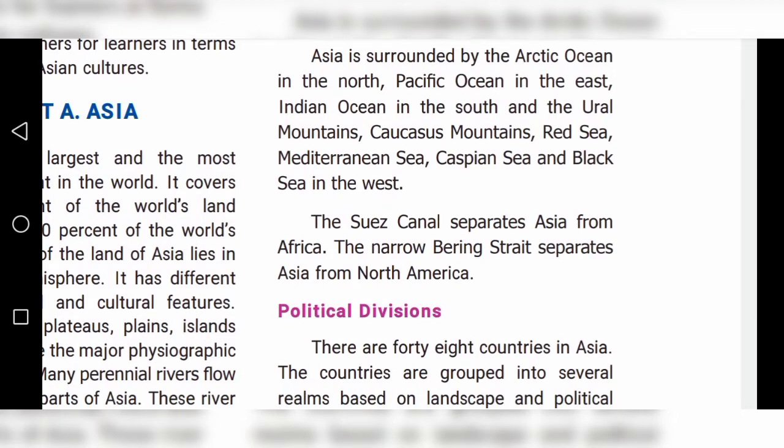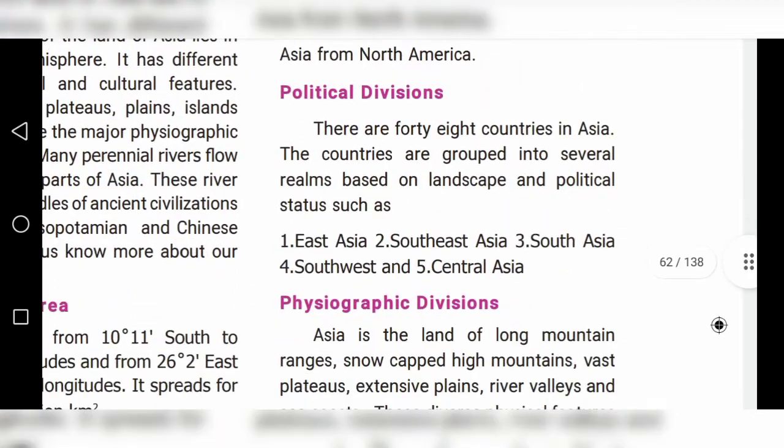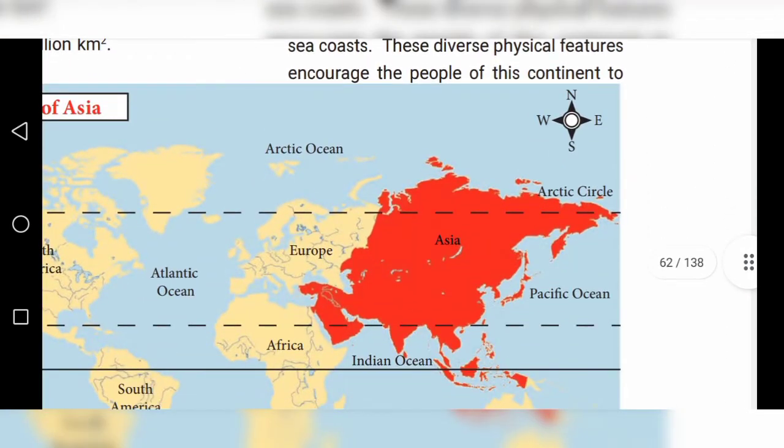The Suez Canal separates Asia from Africa. Here, this is the continent of Africa and this is Asia. In between, there is a canal through which water flows, that is called the Suez Canal. So the Suez Canal separates Asia and Africa.